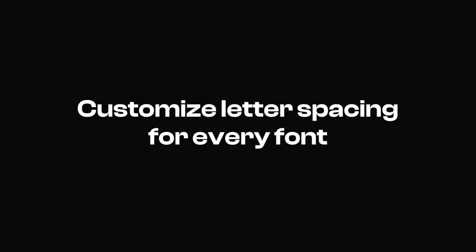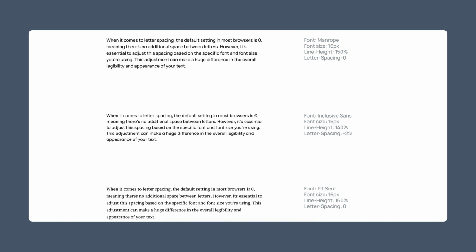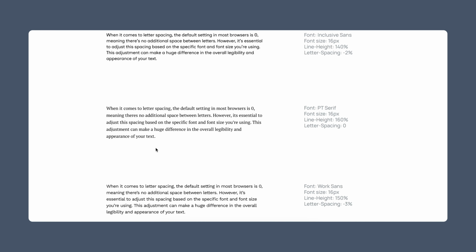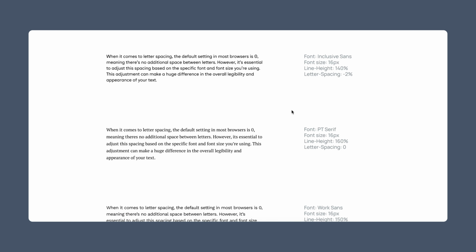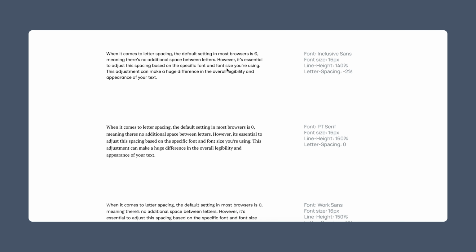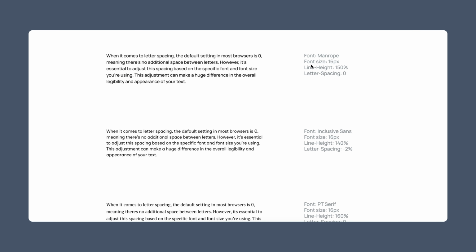Number 1. Customize letter spacing for every font. Every font has its own features. Some look good with no letter spacing, while some look good when we apply some letter spacing treatment. So I've used four different types of font and the same font size. For the first one, I've used Manrope font with 16 pixel font size and line height of 150%, while the letter spacing is 0. This looks good even though I've not done any treatment in the letter spacing.